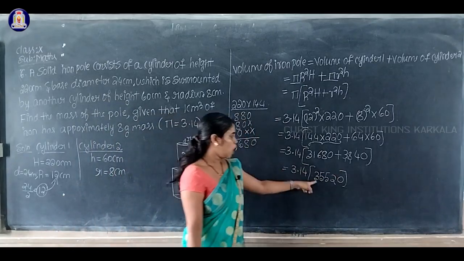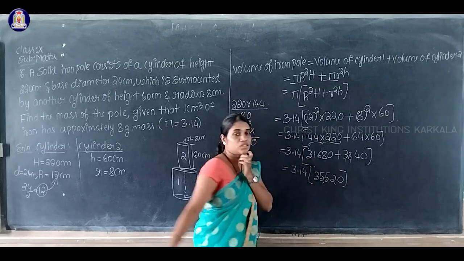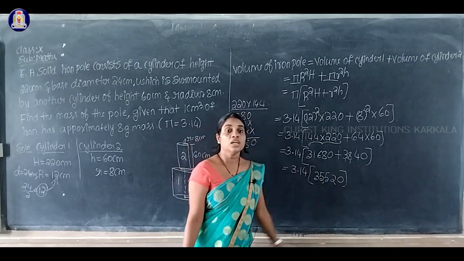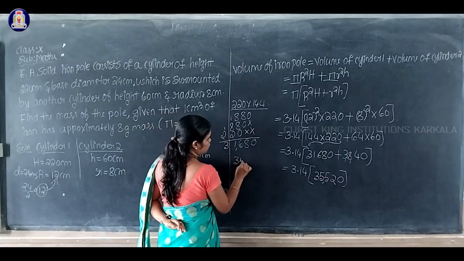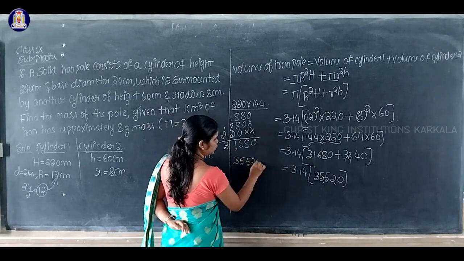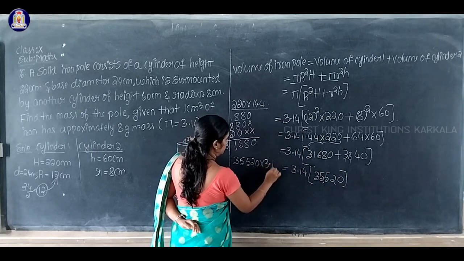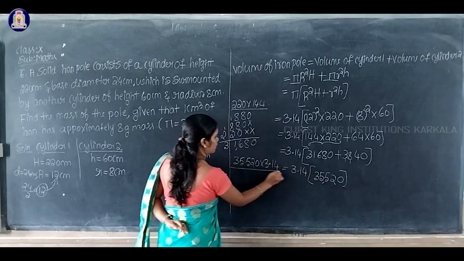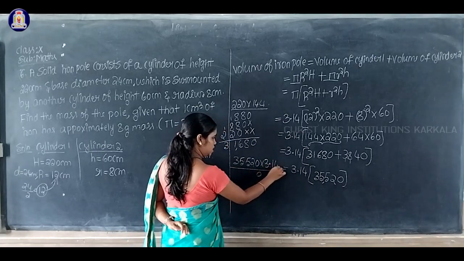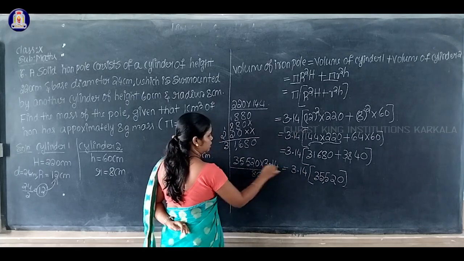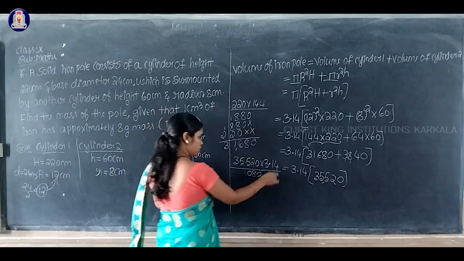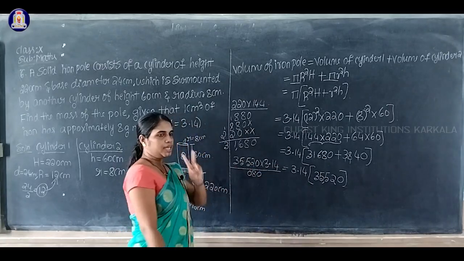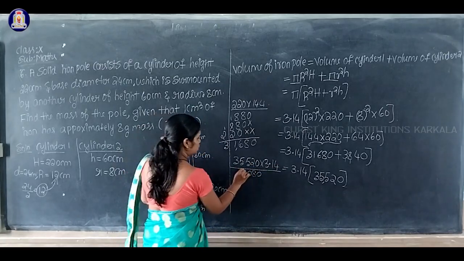35,520. Okay, so now multiply 35,520 with 3.14. Okay, so 35,520 into 3.14. Okay, so 4 into 0, 0, 4 2s are 8, 4 5s are 20, 2 carrying, 4 5s are 20, 20 plus 2 equal to how much?